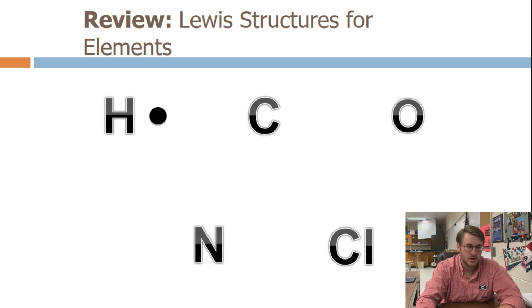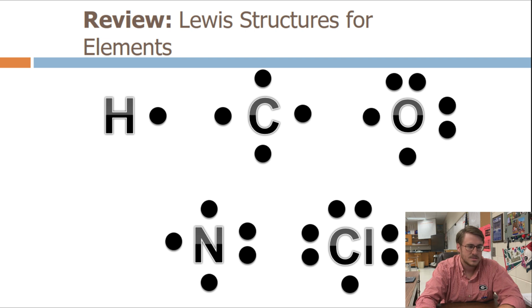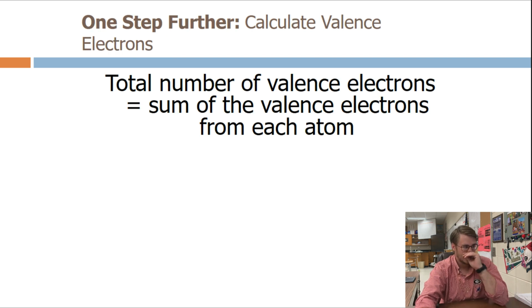We have hydrogen has 1 electron, so 1 dot. Carbon, 4 electrons, 4 dots. Oxygen, 6 electrons, 6 dots. Nitrogen, 5 electrons, 5 dots. Chlorine, 7 electrons, 7 dots. That's Lewis dot structure for the elements, and it's pretty simple.